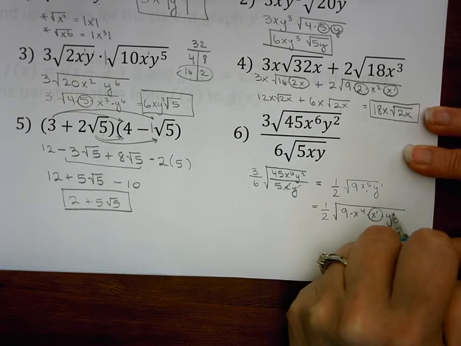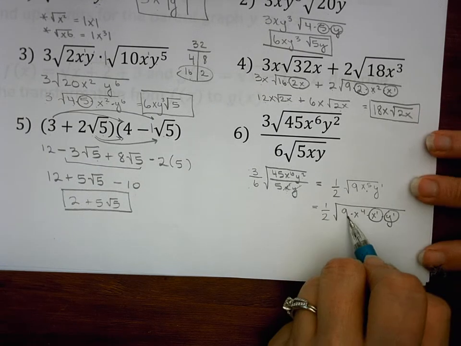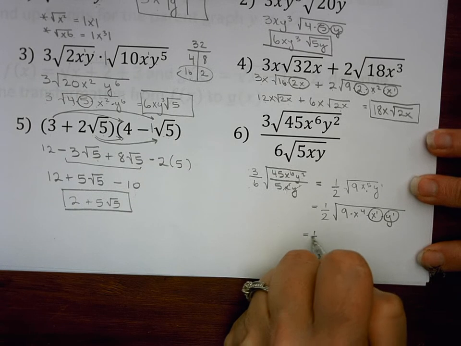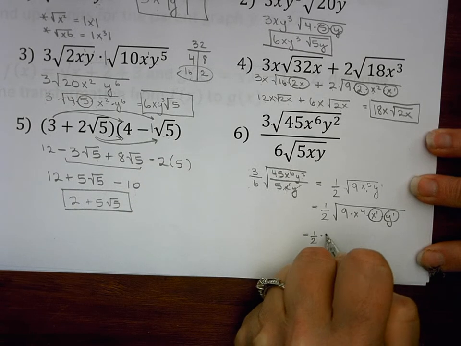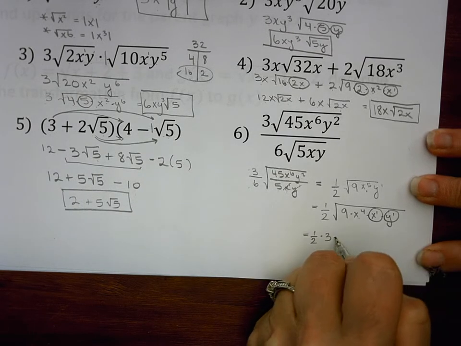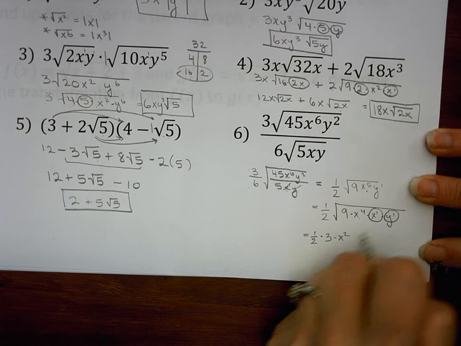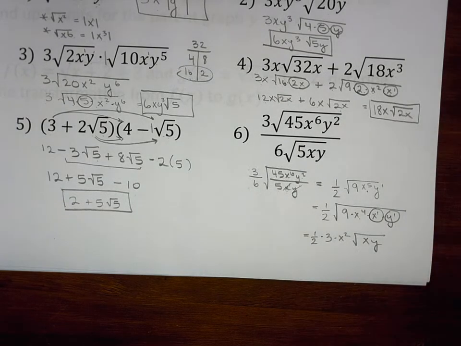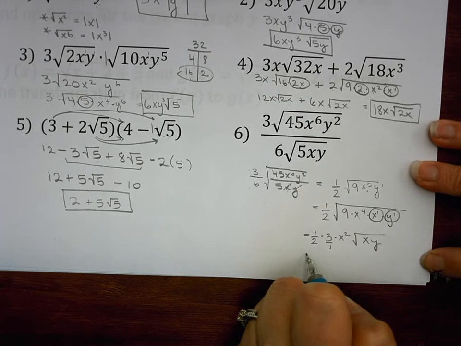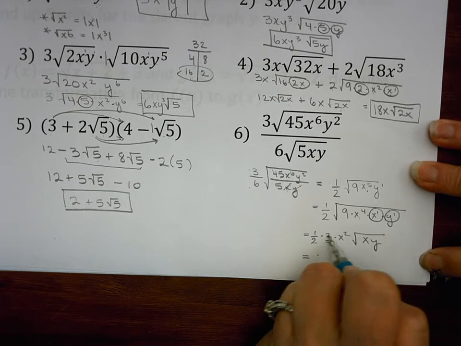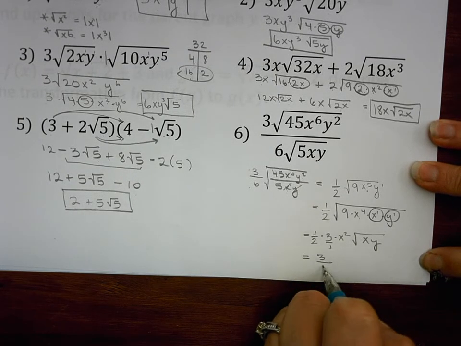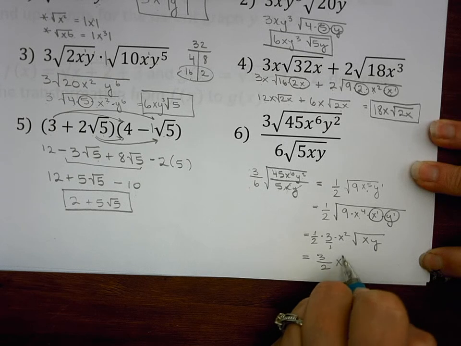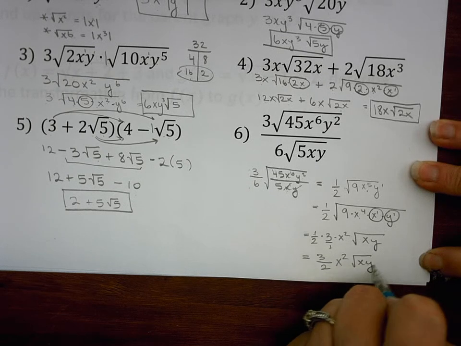So I don't know these two. So the square root of 9 is 3. Square root of x to the 4th is x squared, and then I don't know the roots of those. So as far as the 1/2 times 3, I'm just going to put that over 1. So then my final answer will be 1 times 3 over 2 times 1, and then x squared root xy.